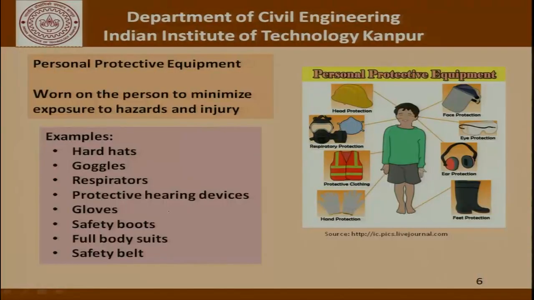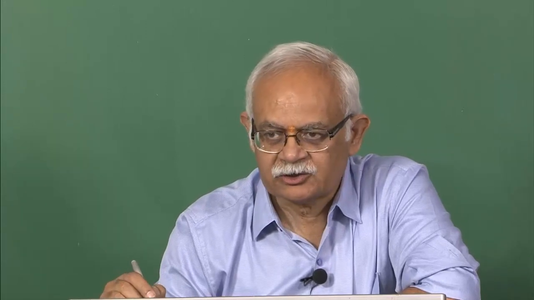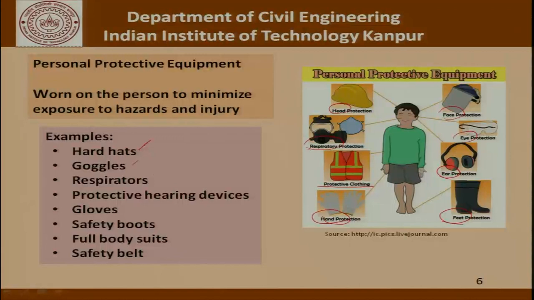Now, here is an example of what PPE is all about. So if we see here, we need to protect the head, we need to protect the eyes, the respiratory tract, that is the nose. We need to protect the face as such. We need to protect the ears. There is protective clothing which affords overall protection. We need to protect hands, feet, and so on. So it depends on what kind of a hazard that you are working with. Depending on that, you can wear hard hats, goggles, respirators, hearing devices, gloves, safety boots, full body suits, safety belts, and so on. So this is a classification of what these different PPE can be.